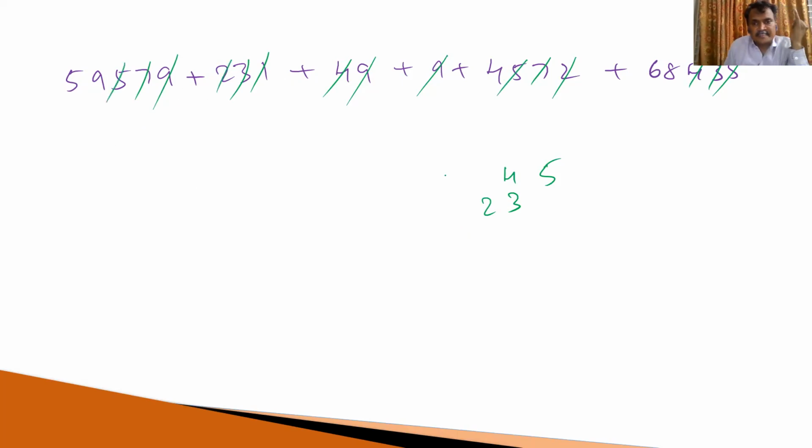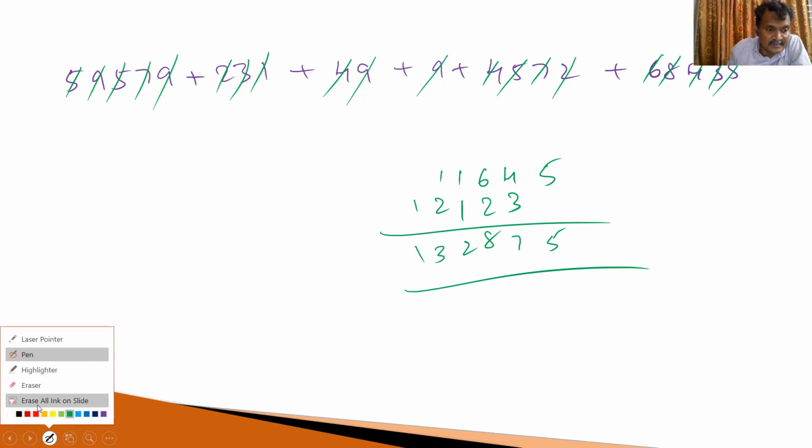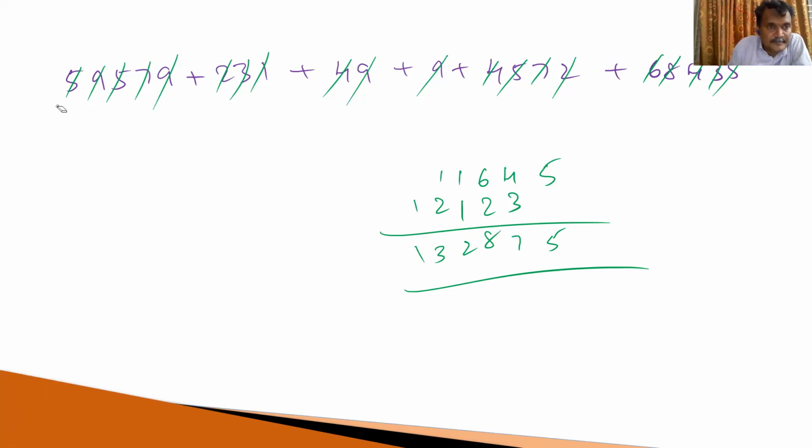16. 6 is here and 1 is here. Next, 821 and 65. So what is the answer? This is equal to 5. This is 7. This is 8231. Okay. Now, how to find whether your answer is correct or not? Just using the digit sum.